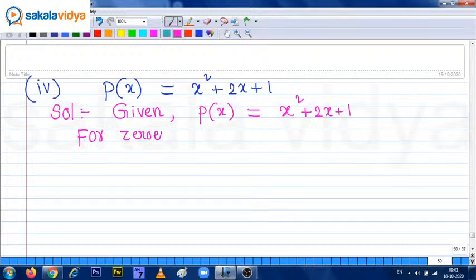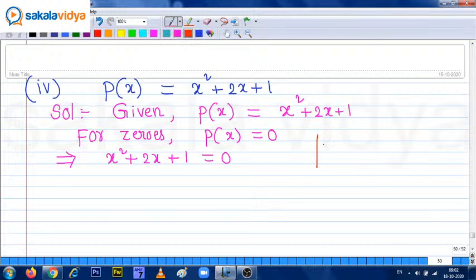For zeros, P of x equals 0. That implies x square plus 2x plus 1 equals 0. Now this is in the form of a square plus 2ab plus b square, which you can write as a plus b whole square. So this can be written as x plus 1 whole square.